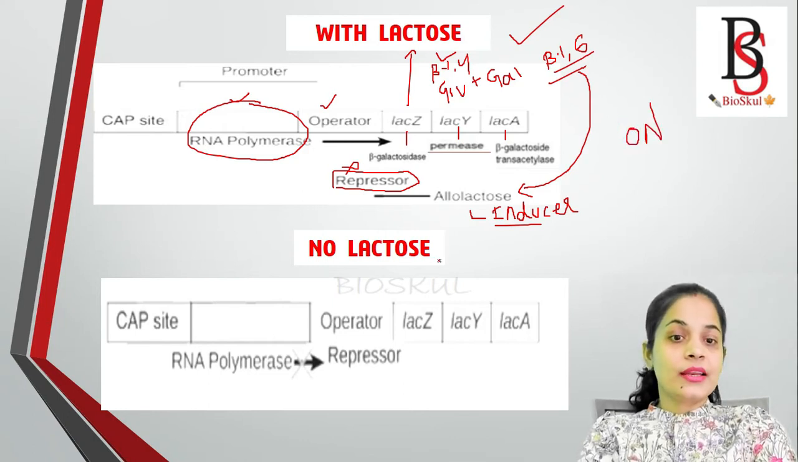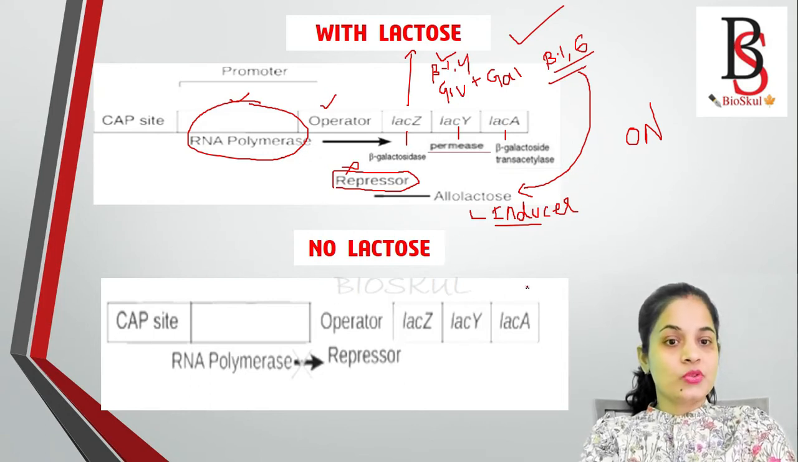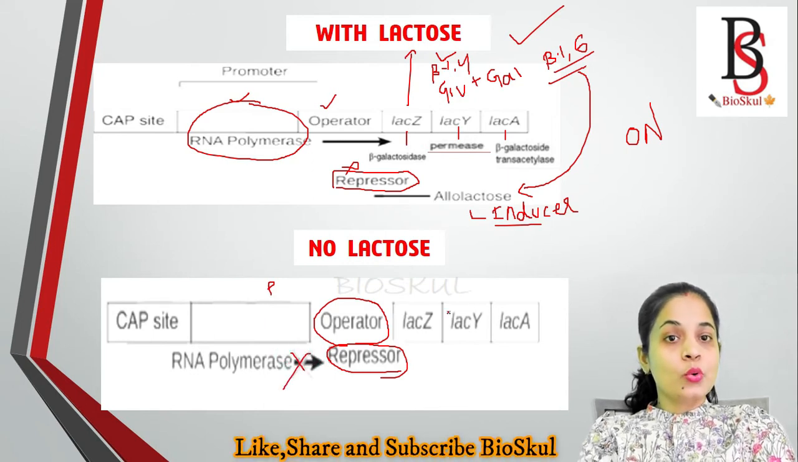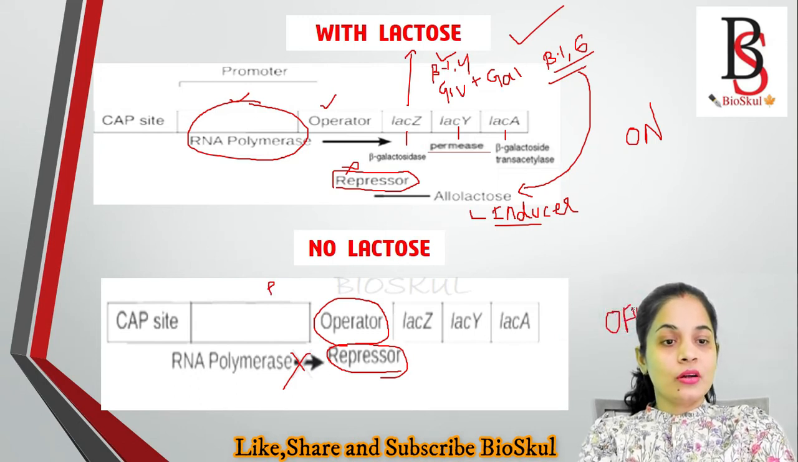Now we'll see in absence of lactose. If lactose is absent, then there will be no production of allolactose, that is, the inducer is absent. So in absence of the inducer, the repressor protein will bind to the operator region. And as we know that promoter region and operator region are overlapping with each other. When the operator binds with the repressor, then RNA polymerase cannot bind to the promoter region. So thereby the Lac Operon will be turned off.